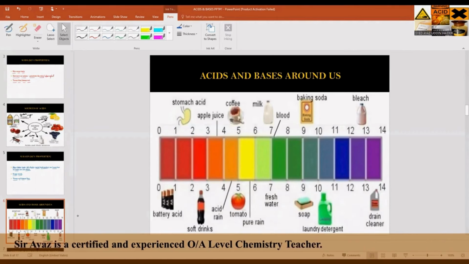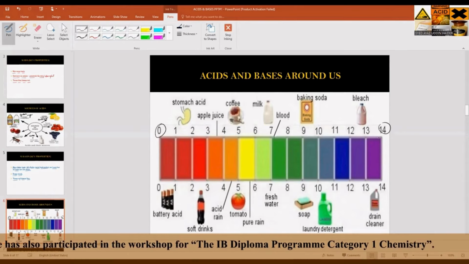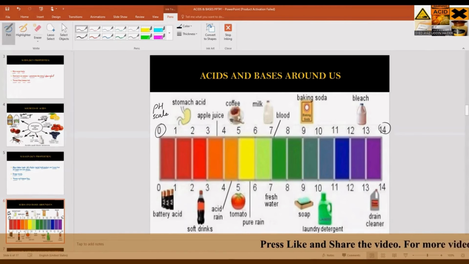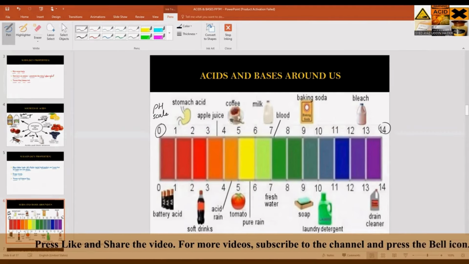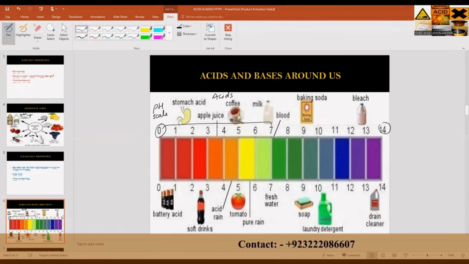So here are some examples of acids and bases around us. You see the scale starting from 0 and ending on 14. This is known as pH scale. From 0 to 7 or between 0 to 7, we have acid category. These all are acids or they contain acids. These have acid in them. And from 7 till 14, we have bases.